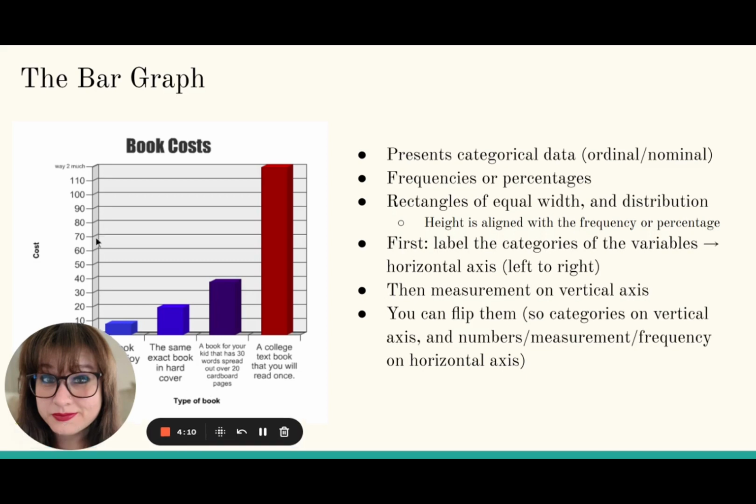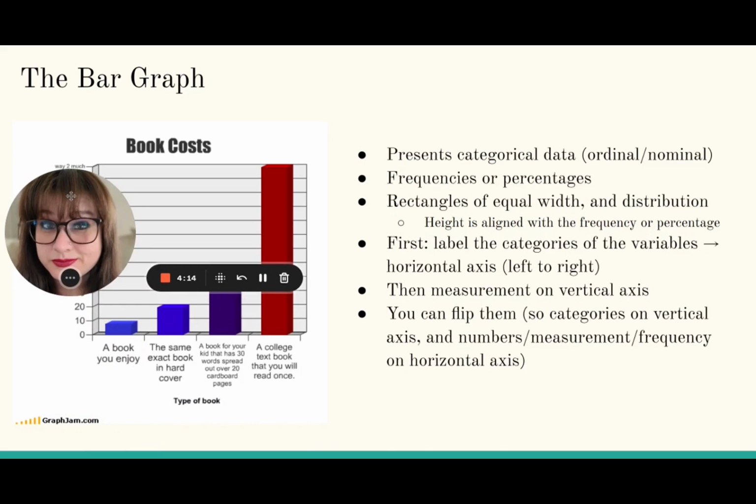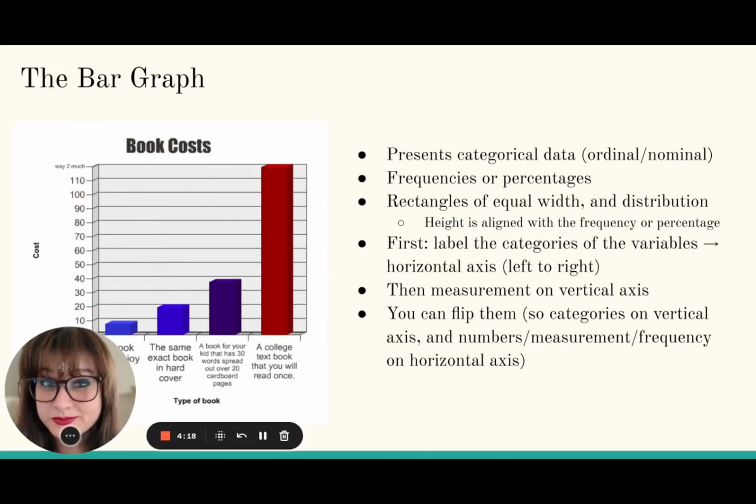In this case, this bar graph here looks at book cost. It's a joke, of course. I mean, technically it's a joke. And it has types of books with the cost here. So it does present categorical data to you, as in these are the categories, but it has the numerical values that are represented with it. So it is frequencies or percentages.